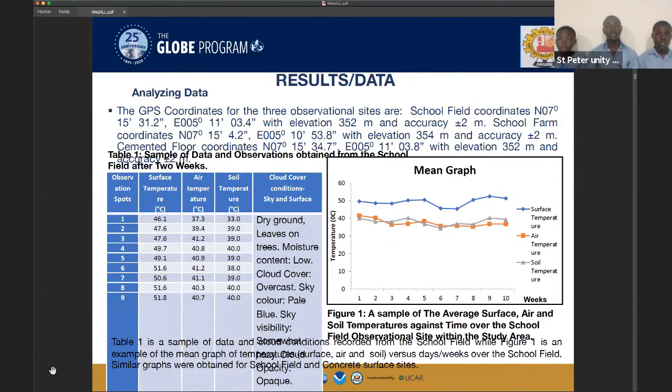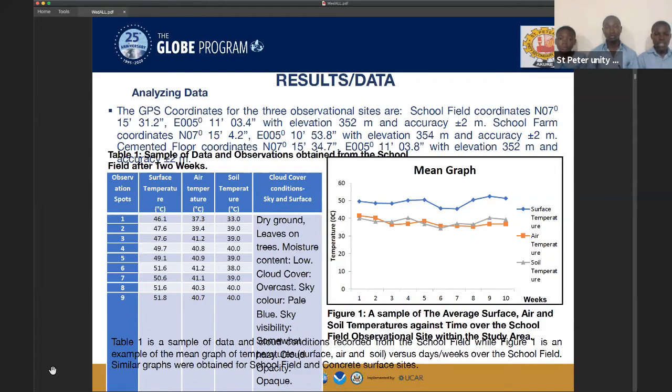Next slide, please. The GPS coordinates for the 3 observational sites, that is the school field, the school farm, and the cement floor, are shown in the slide. Table 1 is a sample of one of the 9 observational spots in each observational site. We also obtained similar values in the other 9 spots in the other observational sites.